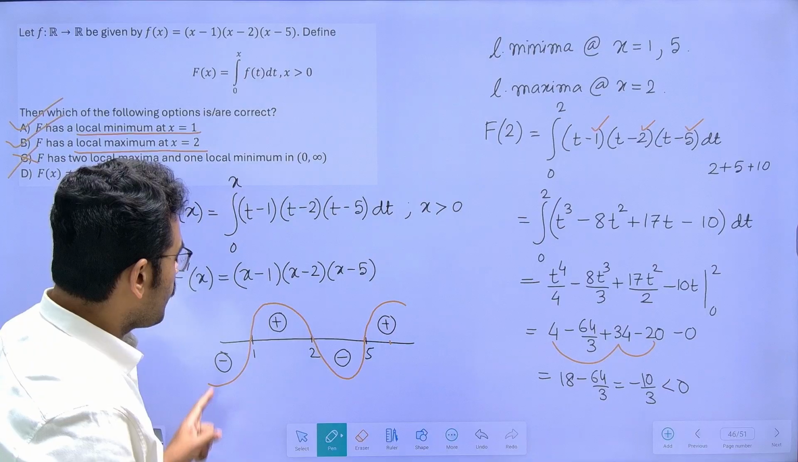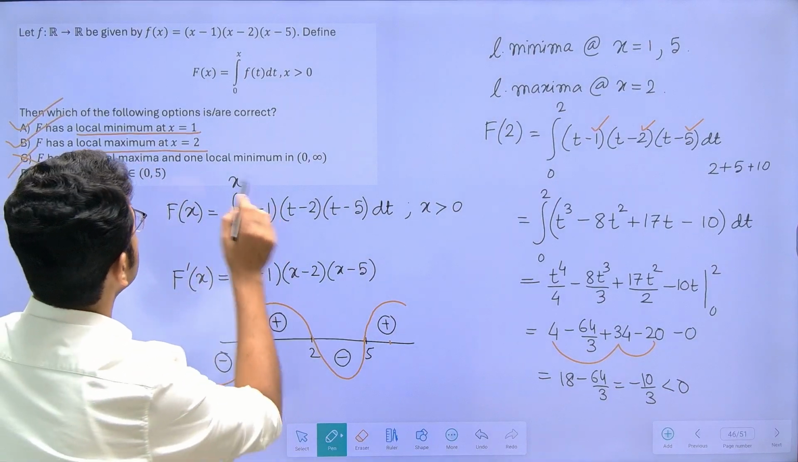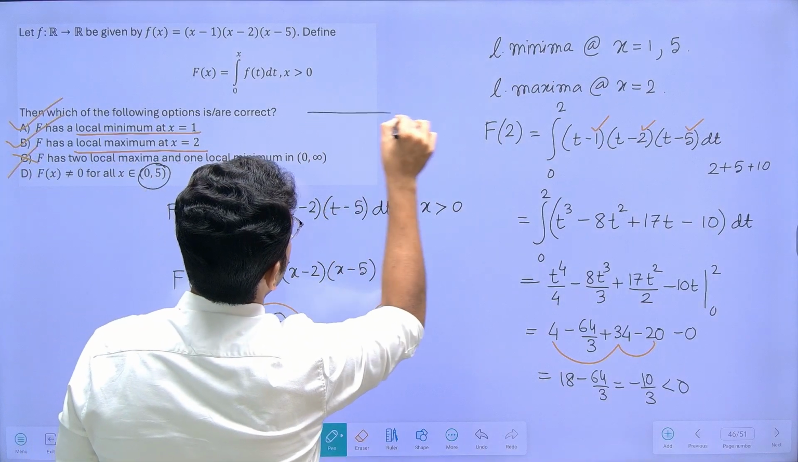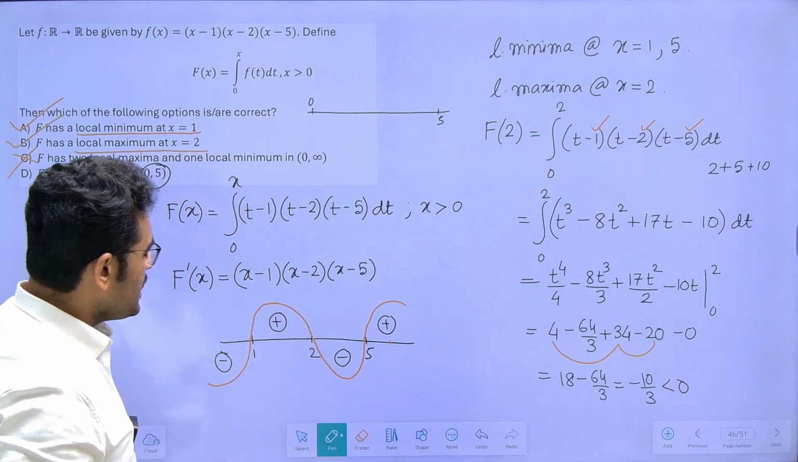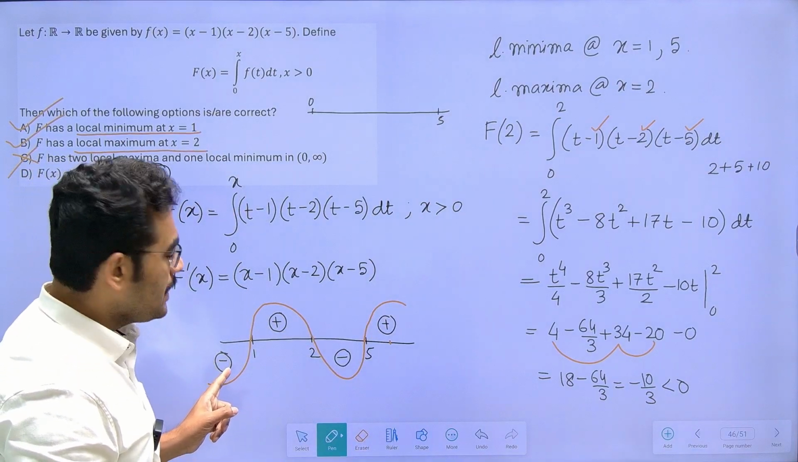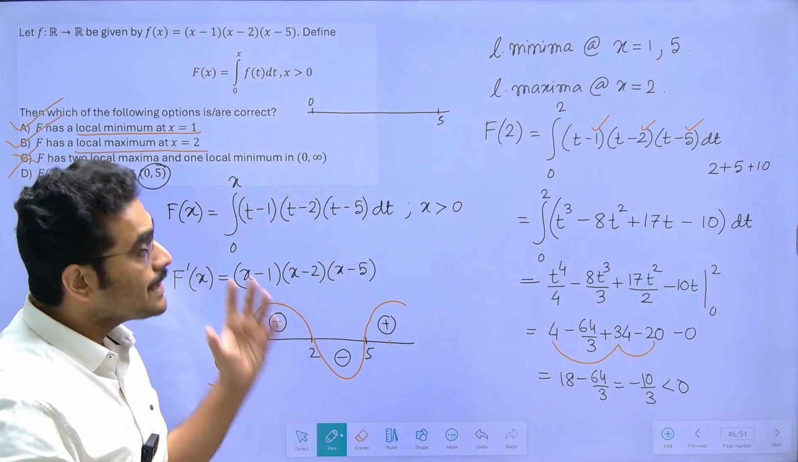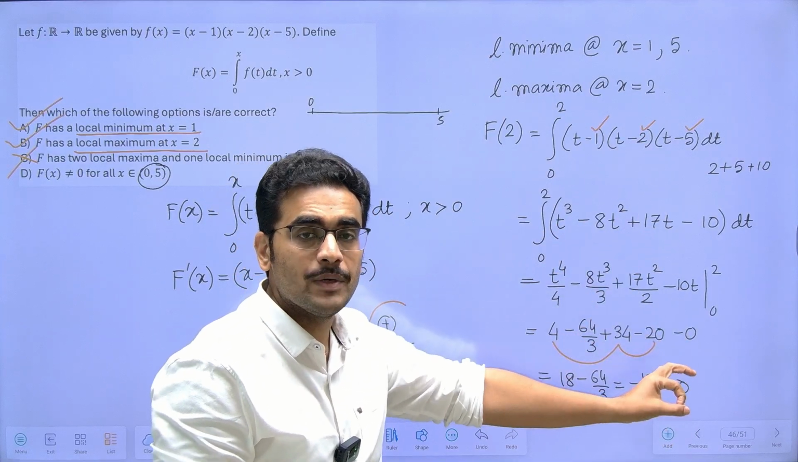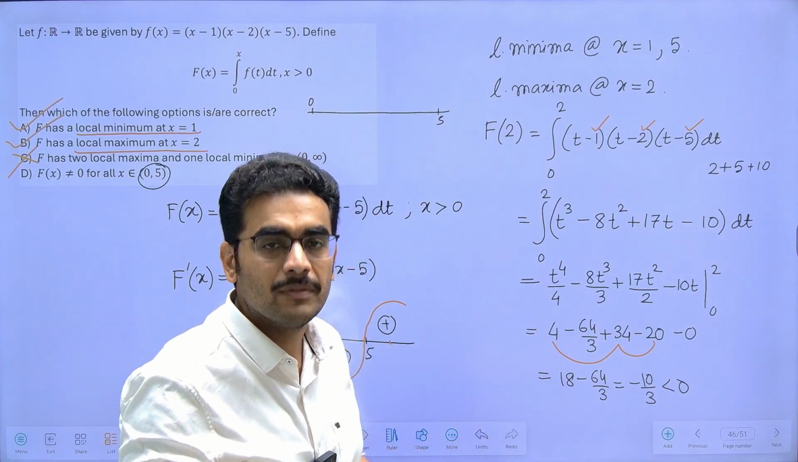And clearly, from the wavy curve, we are confirmed. Of course, the domain is given as 0 to 5, right? So within the domain, if you analyze from 0 to 5, the function is initially decreasing up to 1, then increasing up to 2. At 2, we have a local maximum value. And that local maximum value at 2 is a negative value. If the maximum value is negative, that means the function is always negative. All the remaining values are negative, right?